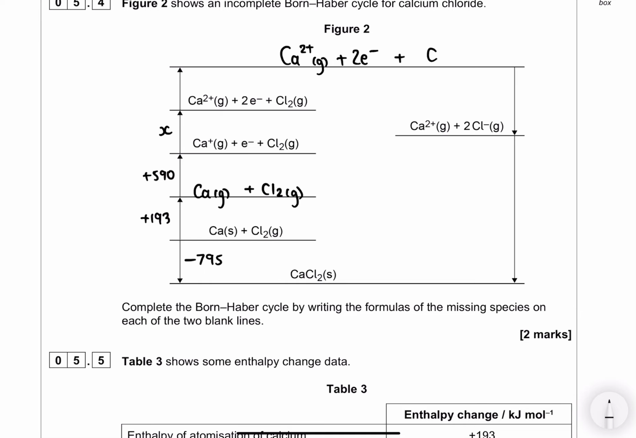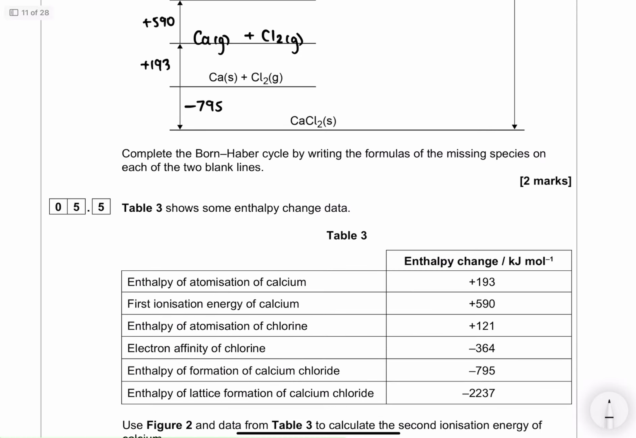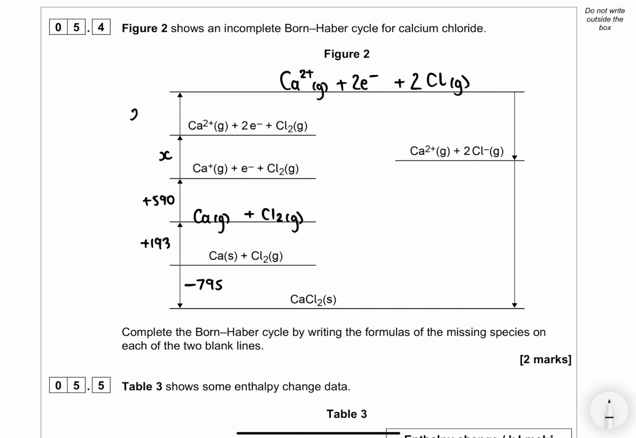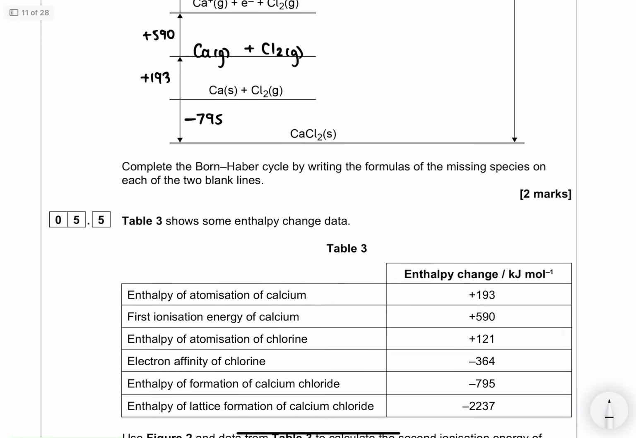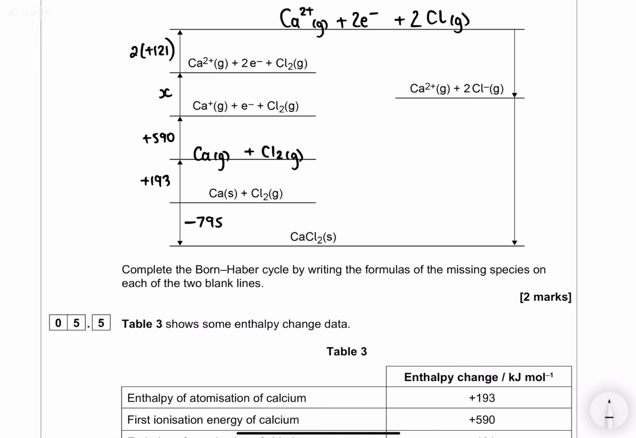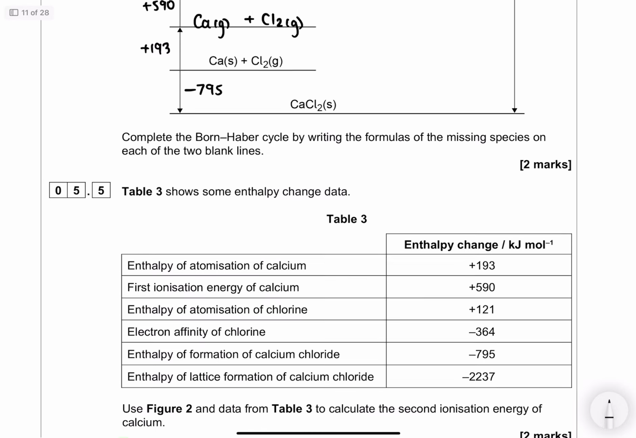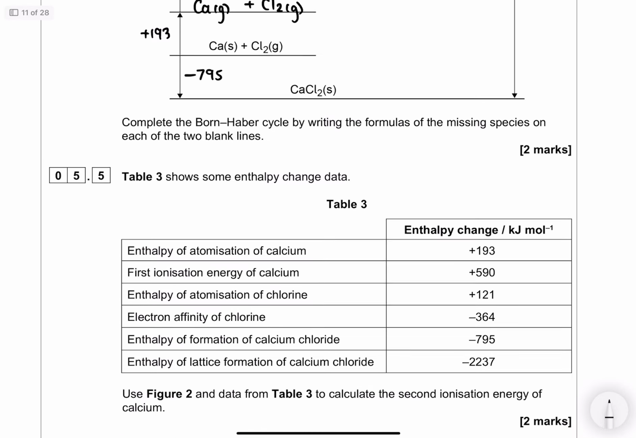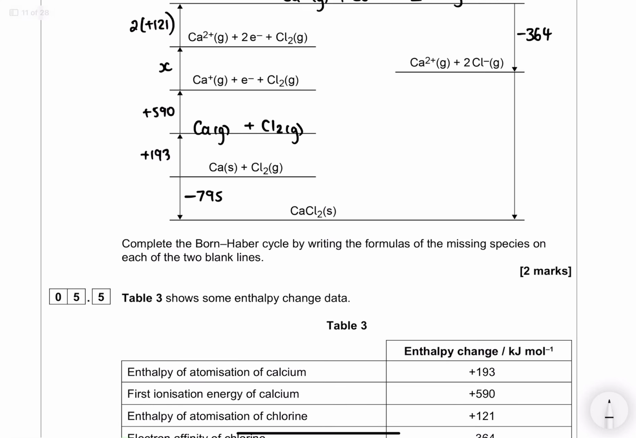Now, the definition of atomization is when one Cl gas atom forms from the element, but we're going to have to form two here to balance the chlorines. So this arrow up the side is going to be 2 lots of +121. Then we've got electron affinity, -364, where the chlorine atoms become chloride ions by gaining electrons. And then we've got lattice formation, -2237.